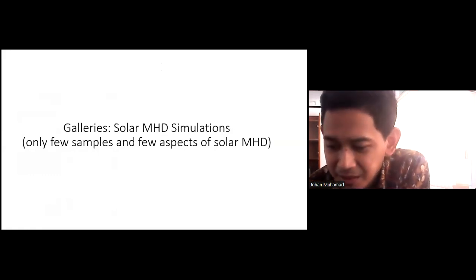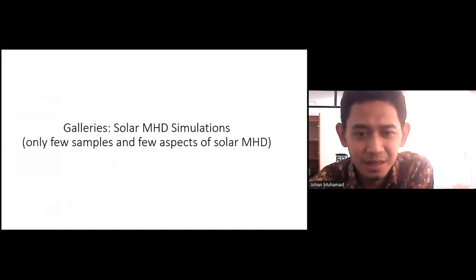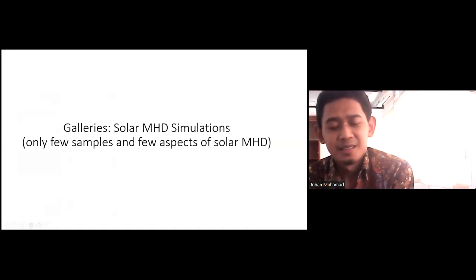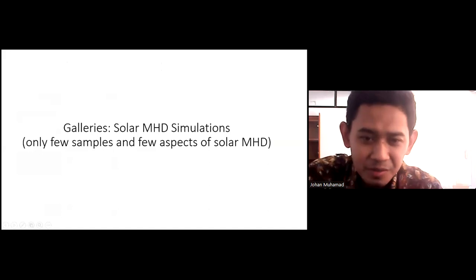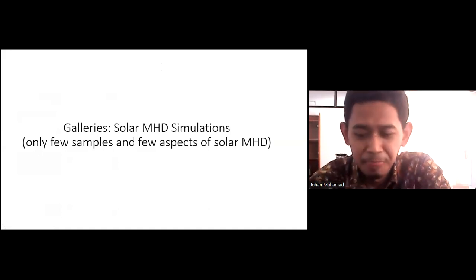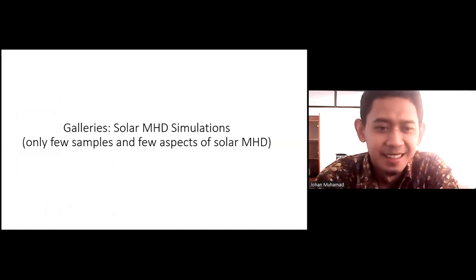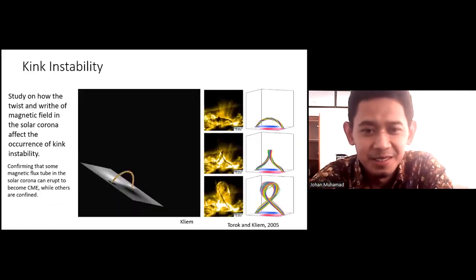And then here in the last part of my talk, I will show some samples of solar MHD simulations and a few aspects of solar MHD. It's because I have only very limited time now. So this is an example of an ideal MHD instability, which is the kink instability.